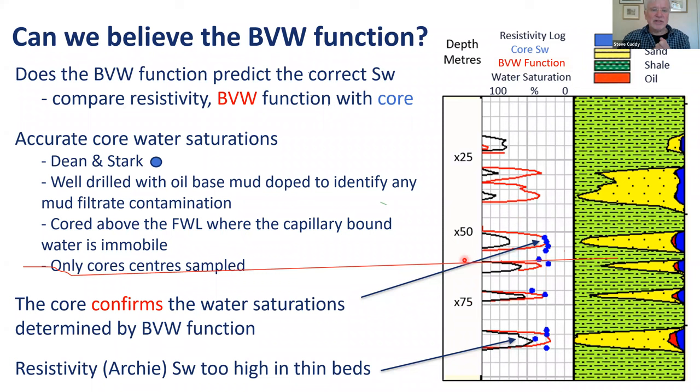The core data is quality core data. It's Dean and Stark. The wells were drilled with oil-based mud, so there's little contamination. And we're just looking at cores above the free water level, where the core bound water is immobile. Only the centers of the cores were sampled. So the Archie resistivity is too high in thin beds. So use the BVW function, and you can compare that with your core.